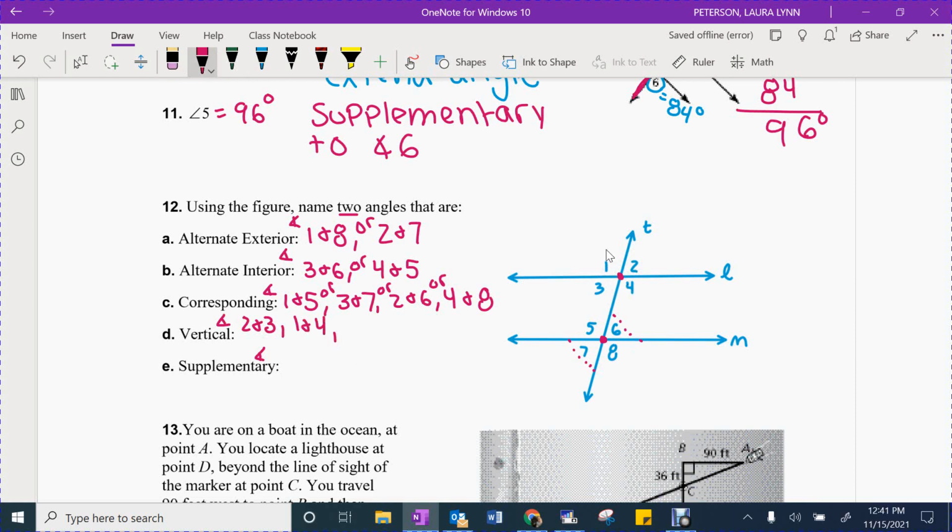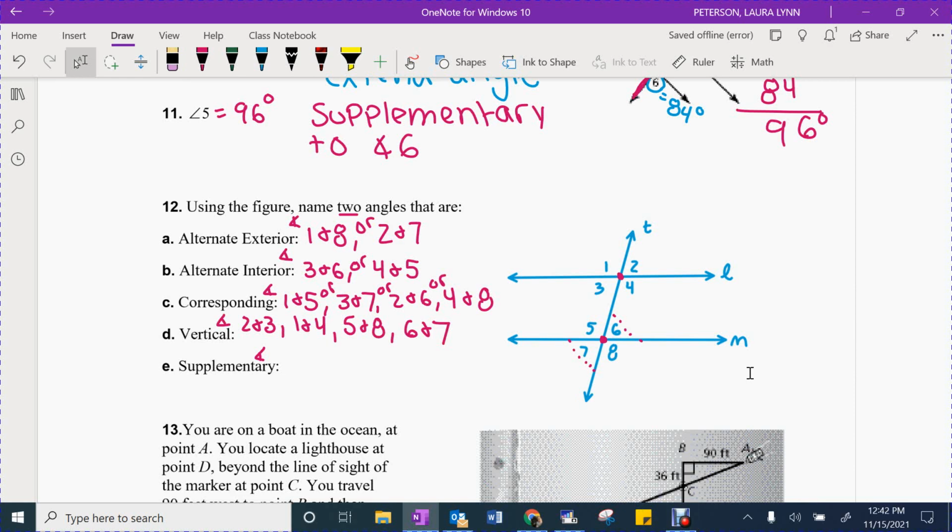Remember, vertical angles are the same. Another set could be 5 and 8. Or 6 and 7, because both of these are located at the intersection and on opposite corners. Oops, I was supposed to say 7. 6 and 7. All of these are going to be the same degree and equal.